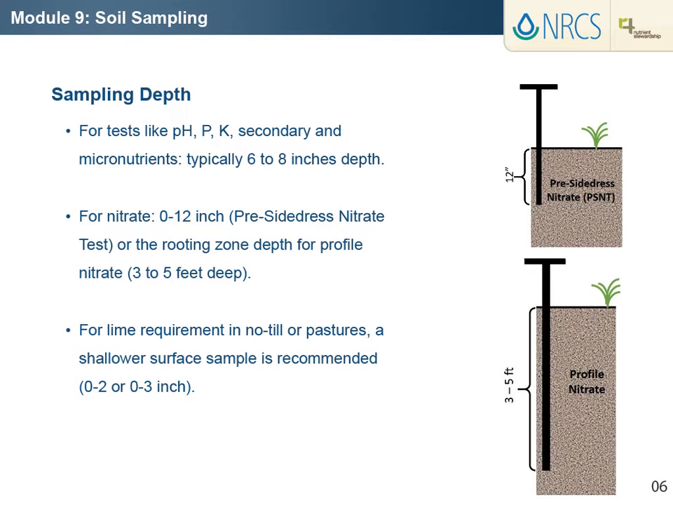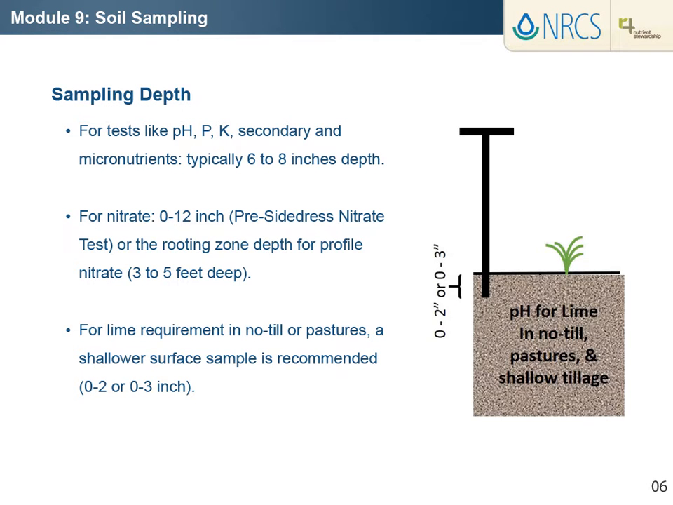For nitrate, the sample depth may be the top 12 inches for a pre-sidedress nitrate test, or the rooting zone depth of 3 to 5 feet for profile nitrate. For soil pH, an exception involves sampling in no-till, pastures, or systems with very shallow tillage. For estimating lime requirements in those systems, a shallower surface sample of 0 to 2 or 0 to 3 inches often is recommended, as lime application will mostly affect soil near the surface.